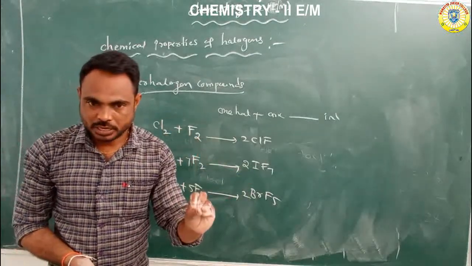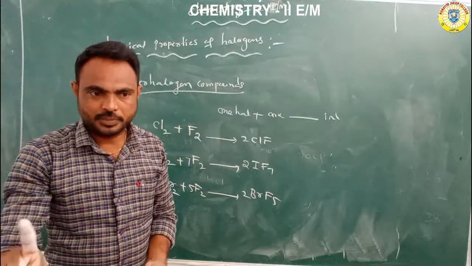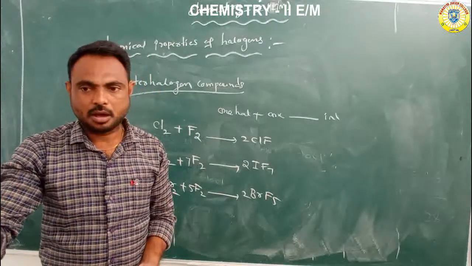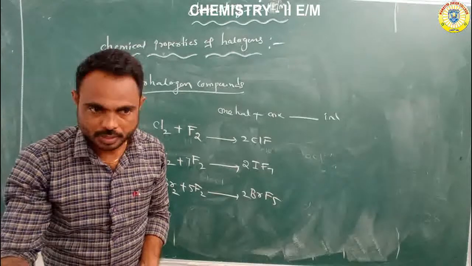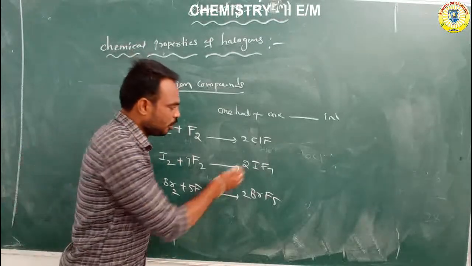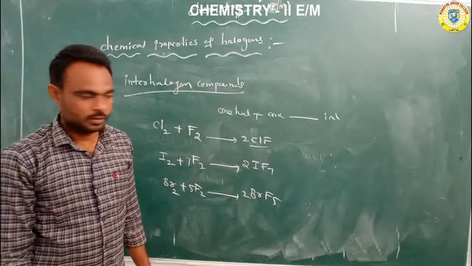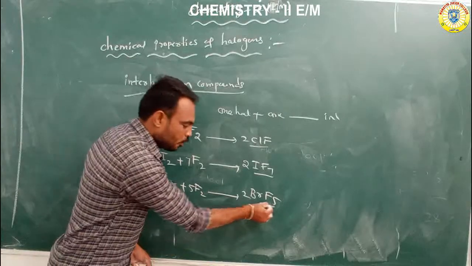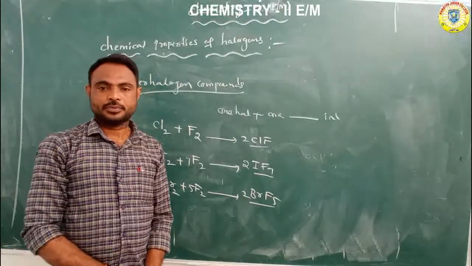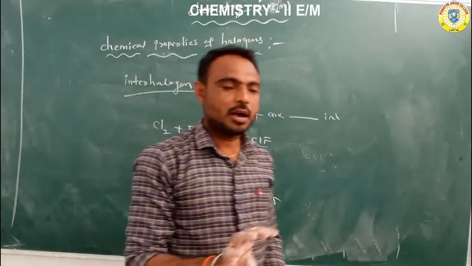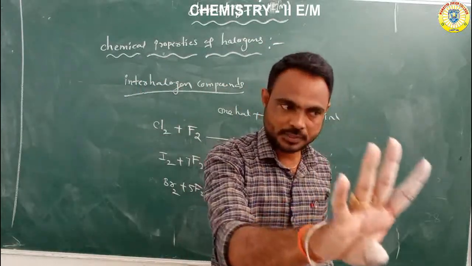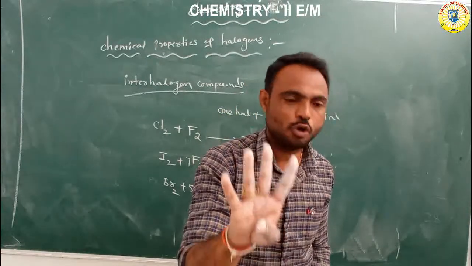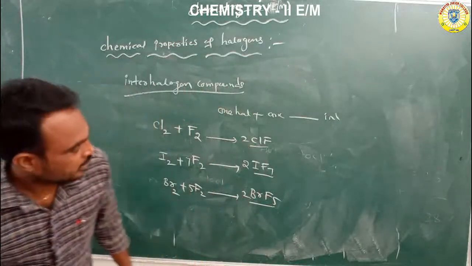You understand interhalogen compounds? One halogen reacts with another halogen to form a binary compound. That compound is called an interhalogen compound. Suppose for example ClF, chlorine fluoride, or IF7, iodine heptafluoride, or bromine pentafluoride. So these interhalogen compounds are classified into how many types? 4 types. Listen.